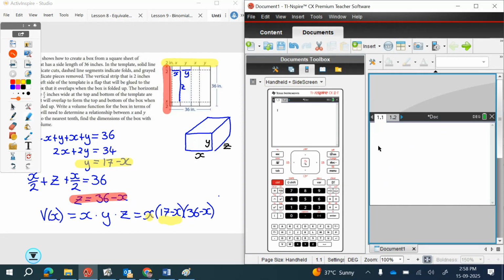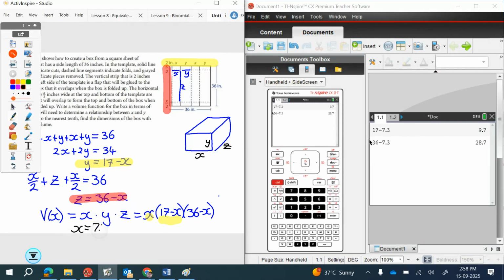So just over here on this page, we need to have 17 minus 7.3. We need 36 minus 7.3. And there we have the dimensions. So the dimensions required are x equals 7.3, y equals 9.7, z equals 28.7.